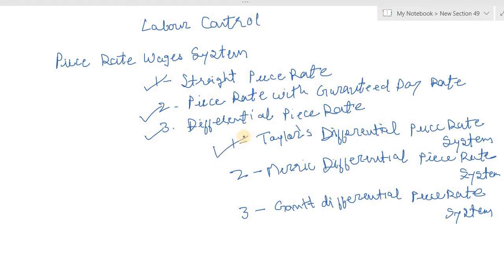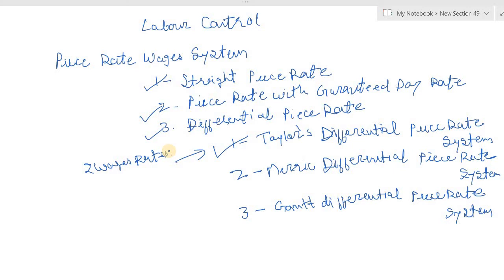This method was given by F.W. Taylor. According to Taylor, there should be two rates in force under this piece rate system of wages. One for the worker whose output is less than the standard production, and the other for those whose output is more than the standard production. When Taylor's method was first introduced, the former rate used to be work done by the workers.